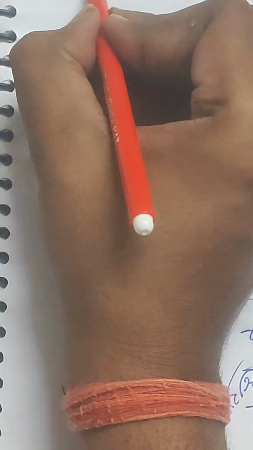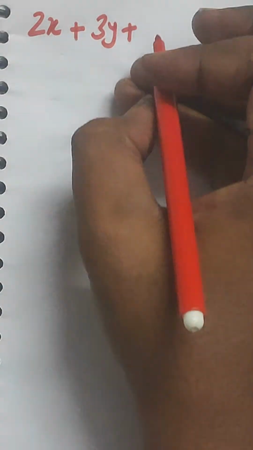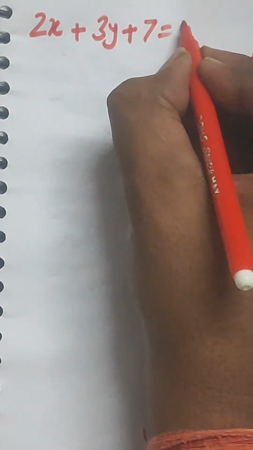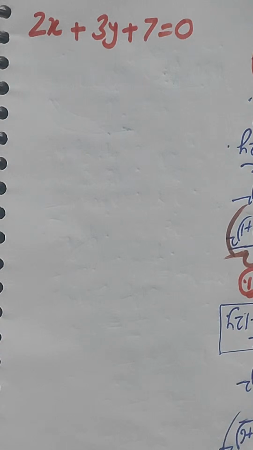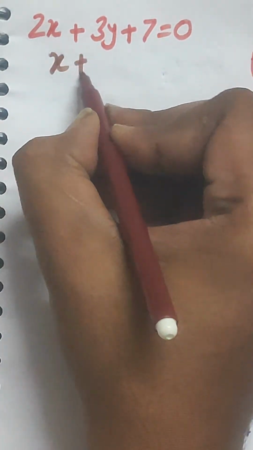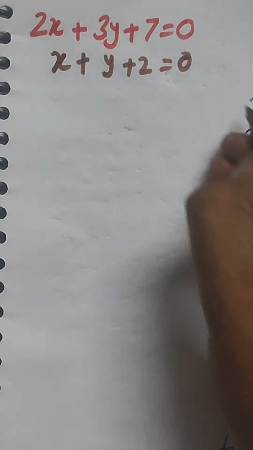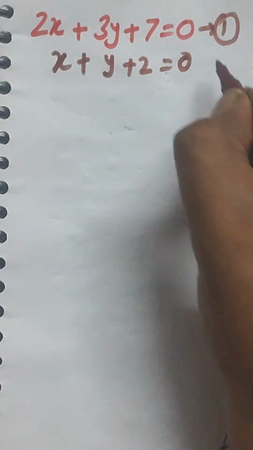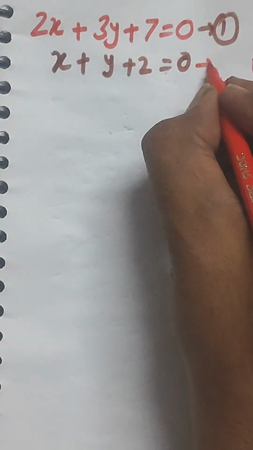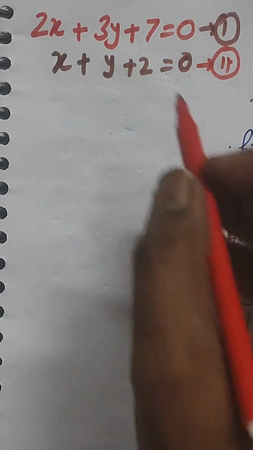So we are having 2x plus 3y plus 7 equal to 0. This is one equation, and the another equation which we have arrived is x plus y plus 2 is equal to 0, right? So this was equation number 1 and this was equation number 2. Equating PA equal to PB equal to PC, we get it.